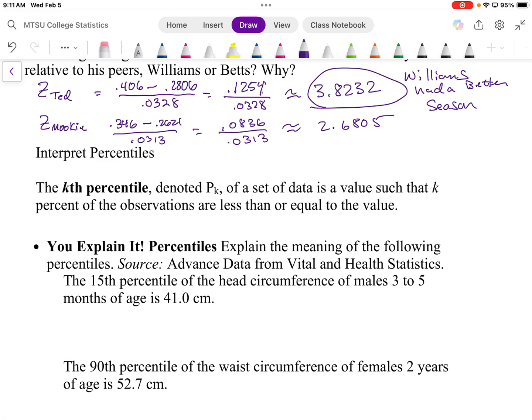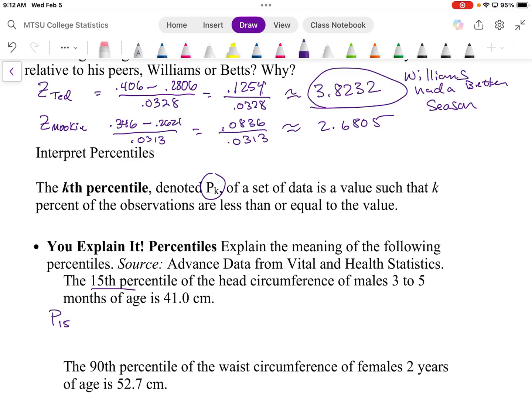So that's where we talk about the little p. Here's my little symbols here. In this first example, it talks about the 15th percentile. I'm going to use that symbolic notation to write what we're doing. They asked us to explain the meaning of the following percentile. The Advanced Data for Vital and Health Statistics: the 15th percentile of head circumferences for males 3 to 5 months of age is 41 centimeters. So symbolically, we would say that's P sub 15, and that is known to represent the 15th percentile.